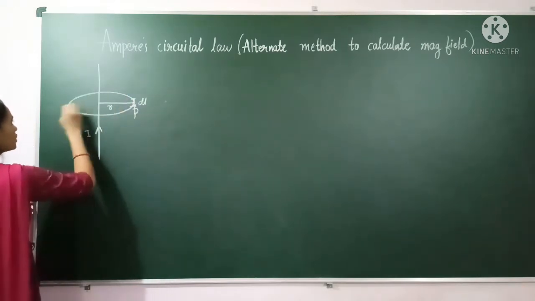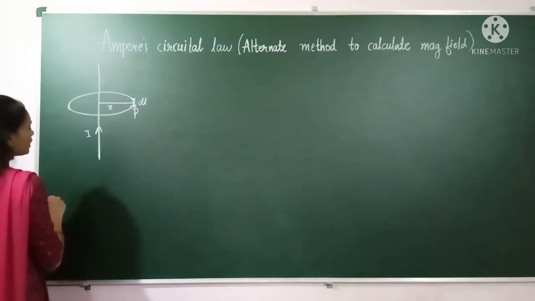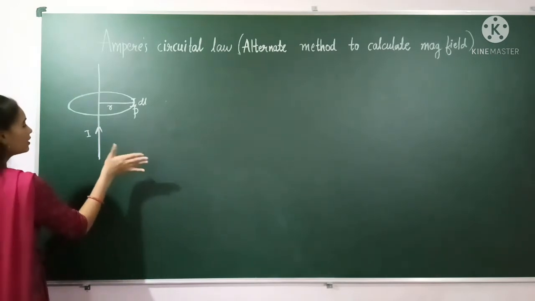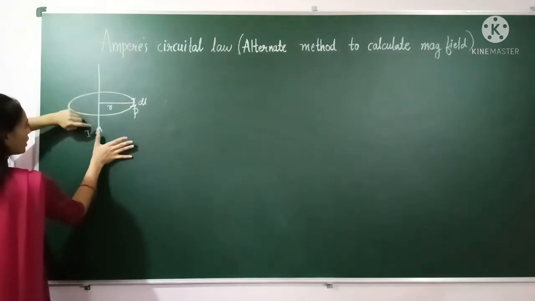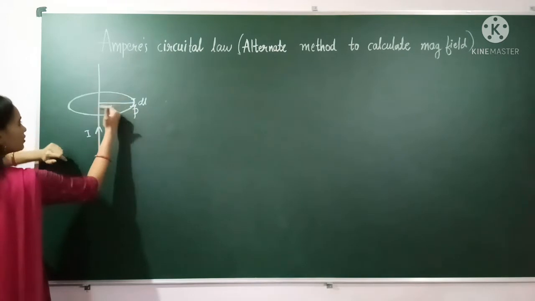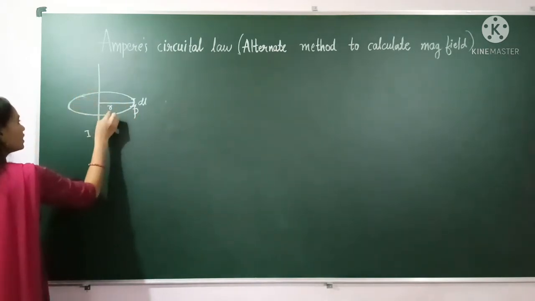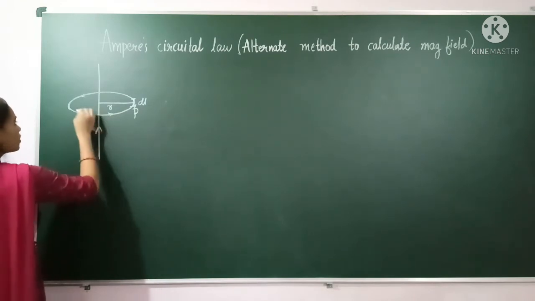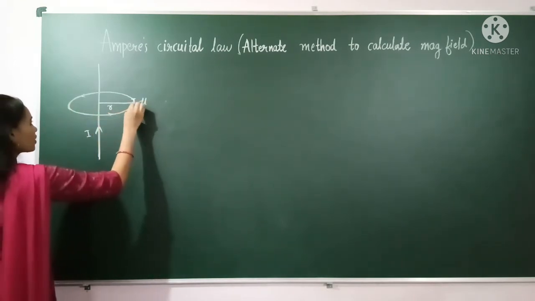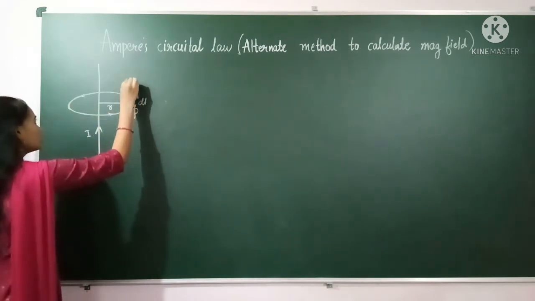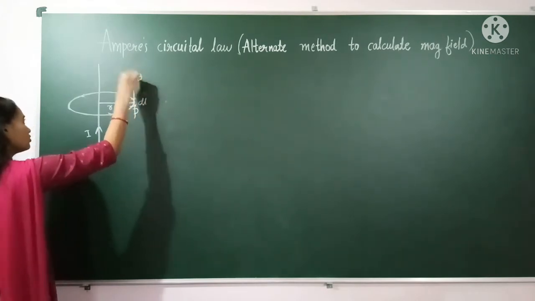Now, how do we determine the direction of the magnetic field? We take our right hand, place the thumb in the direction of current and curl the fingers. Where the fingers curl gives the direction of the magnetic field. So this is our direction of magnetic field. If you draw the tangent to this loop, that will be the direction of the magnetic field.